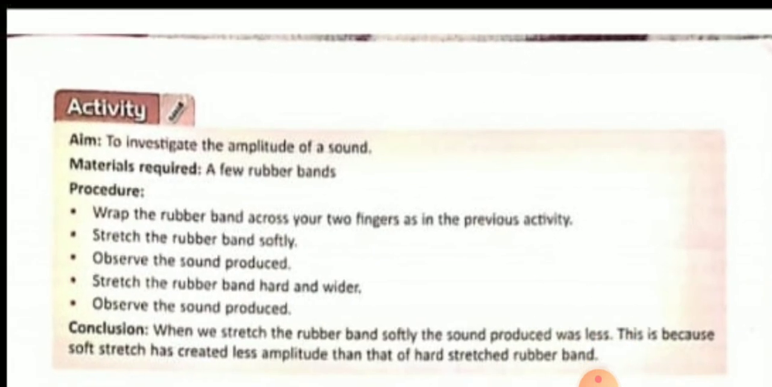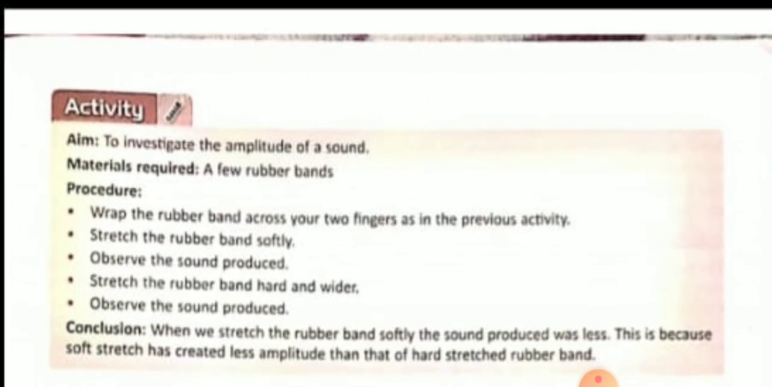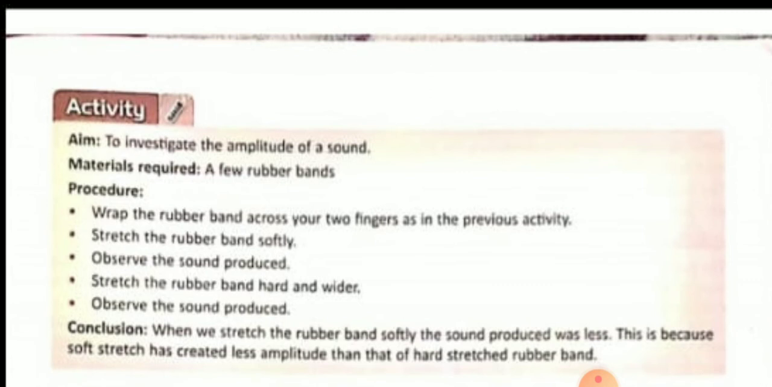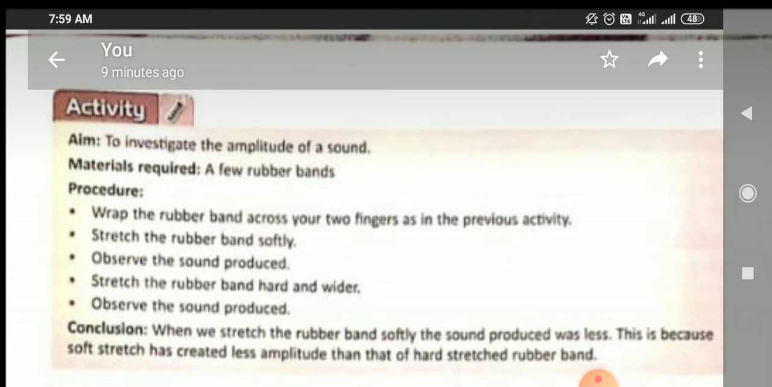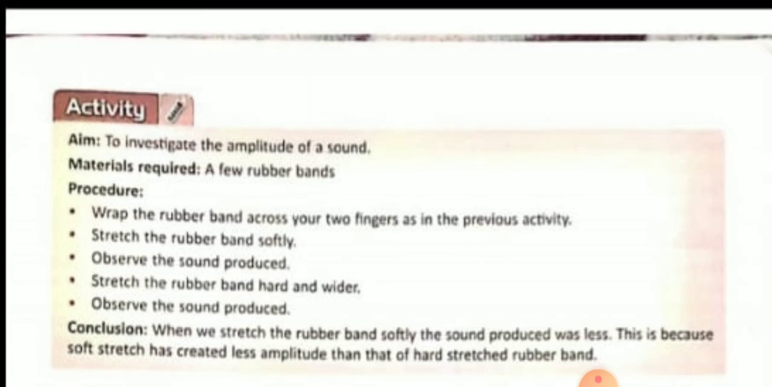And the second activity is to investigate the amplitude of a sound. Again, take a few rubber bands and wrap the rubber band across your two fingers, same as you did in the first activity. Stretch the rubber band softly and observe the sound produced. Now stretch the rubber band hard and wider and observe the sound produced.